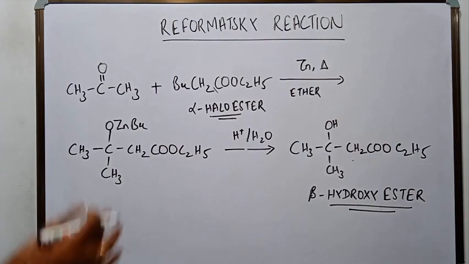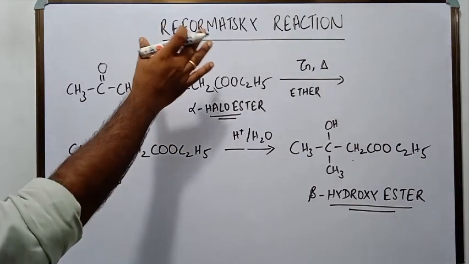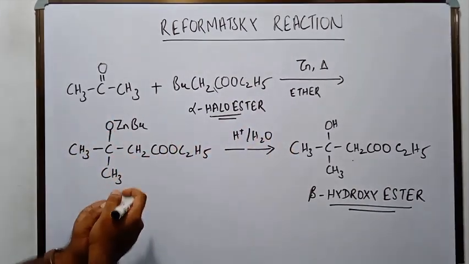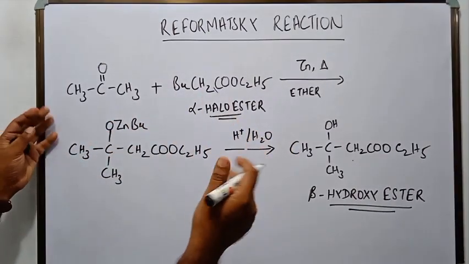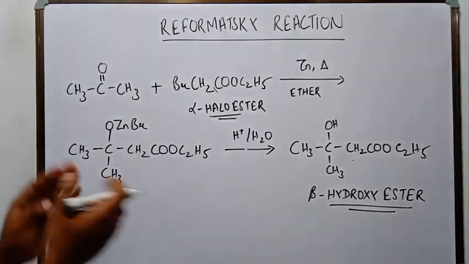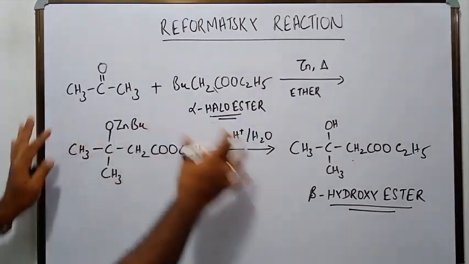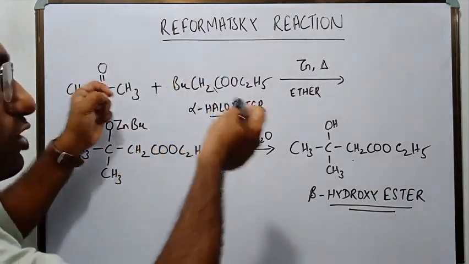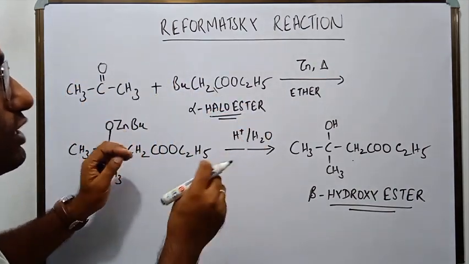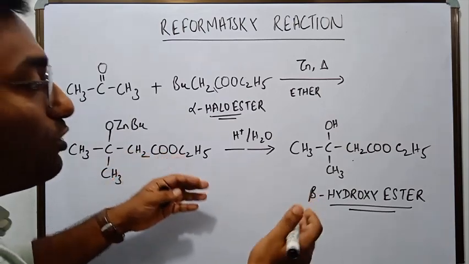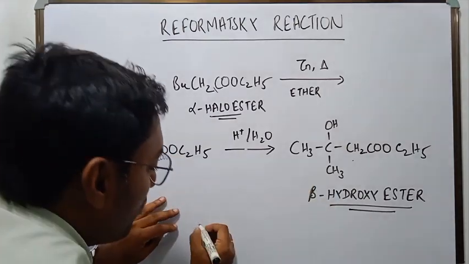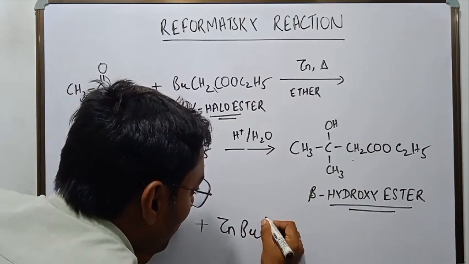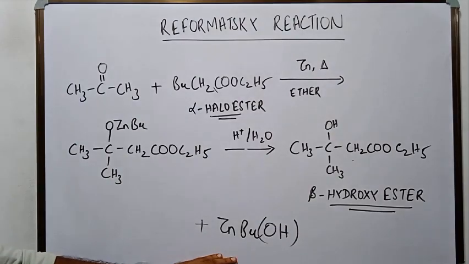Now the second point regarding this reaction is that the Reformatsky reaction is a condensation reaction. Condensation reactions are reactions in which reactants add among themselves to form an adduct with the elimination of a small molecule. The small molecule eliminated may be water, methanol, ethanol or acetic acid. In this case, the small molecule that is eliminated is ZnBrOH.